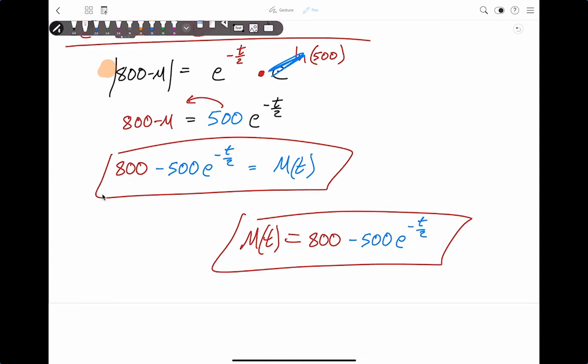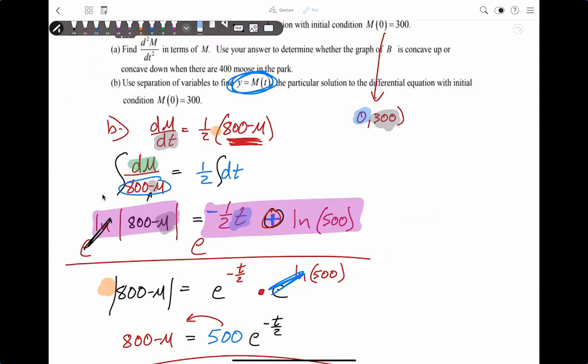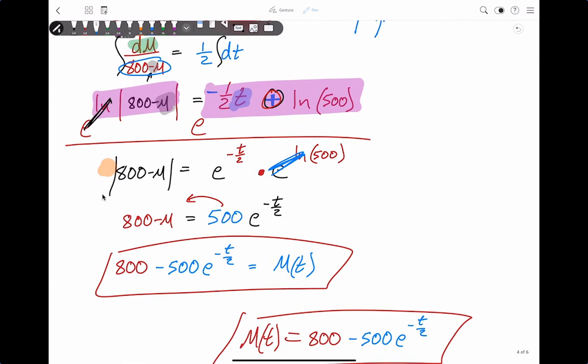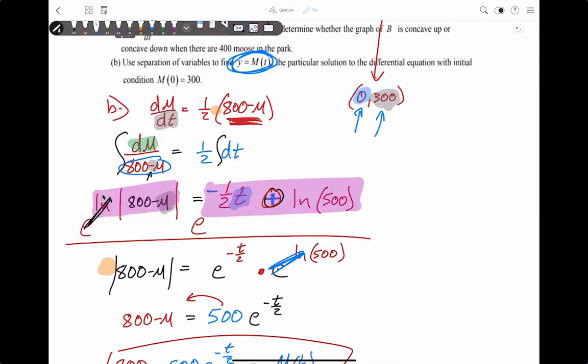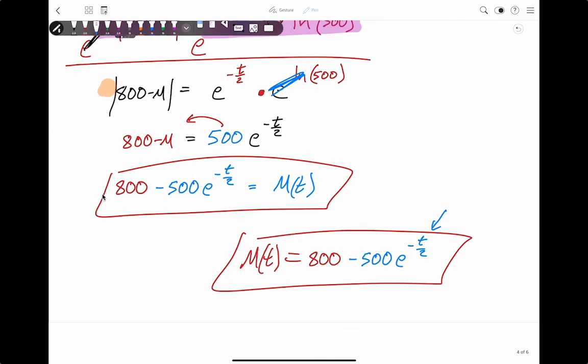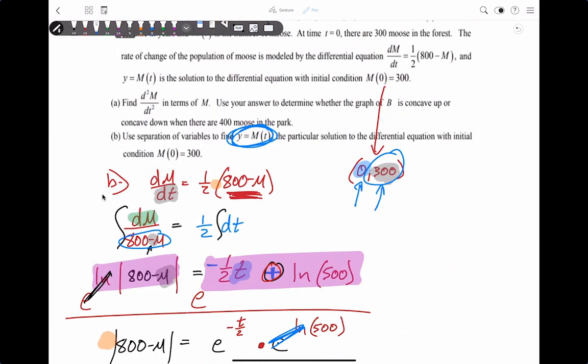And yes, if I put in my 0 and 300, do they in fact check out? Okay, so let's see. 0 where t is at would give e to the 0 is 1. So 500 times 1 is 500. 800 minus 500 gave us a positive 300, and this did in fact work out. Okay, so that is the particular solution.